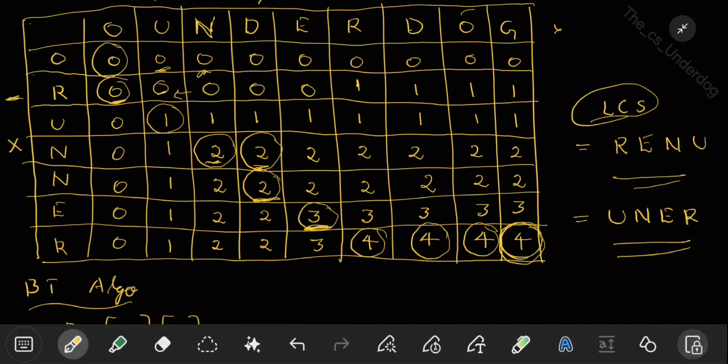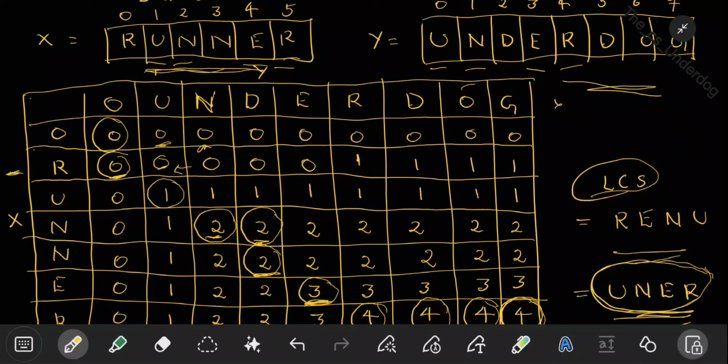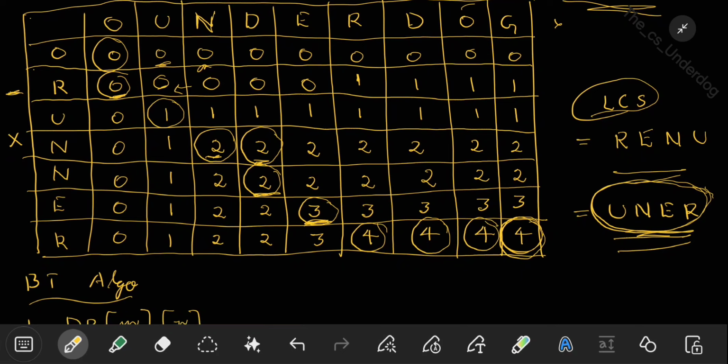Let us just verify if the string is the LCS. Your first string is runner. So does this have U, N, E, R as a subsequence? Yes, you have U, N, E, R. So U, N, E, R is a subsequence of your first string. What about the second string? U, N, E, R. Yes, U, N, E, R is a subsequence of your second string as well. And if you verify, you will understand that U, N, E, R, which is a 4-lettered substring, is the largest possible or the longest possible substring for these two strings.